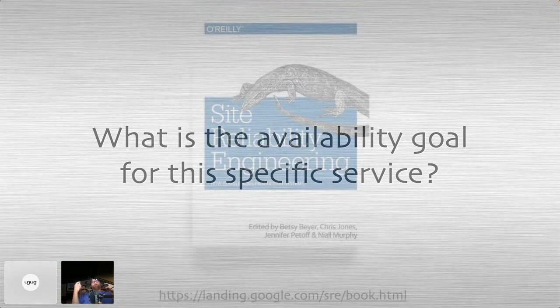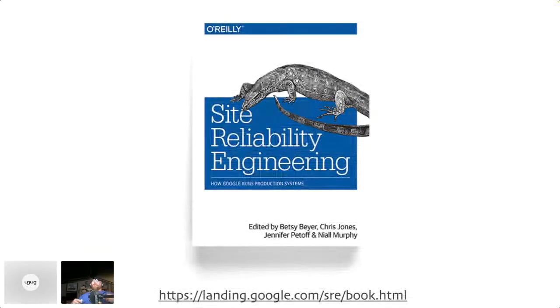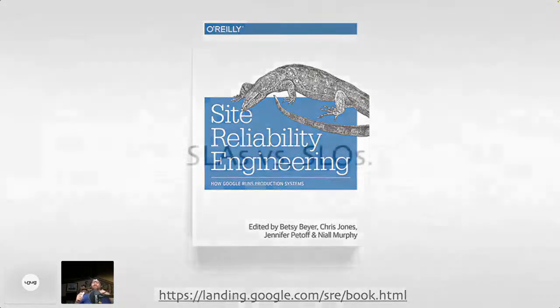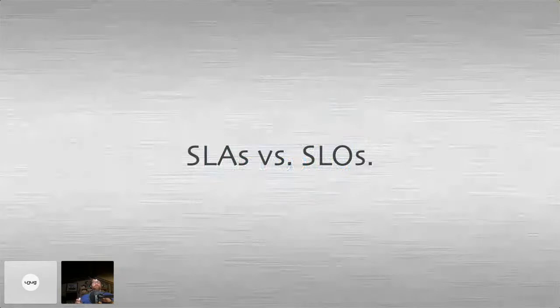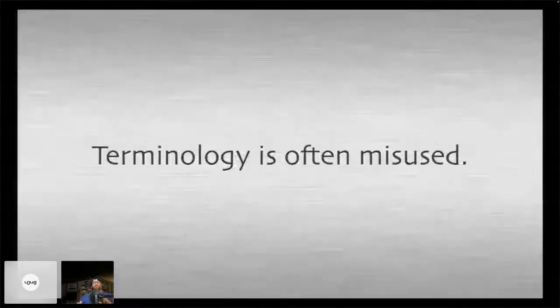Strongly advise that you familiarize yourself with the SRE book. You can get this online. You can get this on the O'Reilly platform. A lot of good stuff hiding in there. By the way, you don't need to read this book cover to cover. It's just a series of essays sort of thematically grouped together. One of the interesting bits in here is the difference between an SLA and an SLO. And the terminology here is misused often.